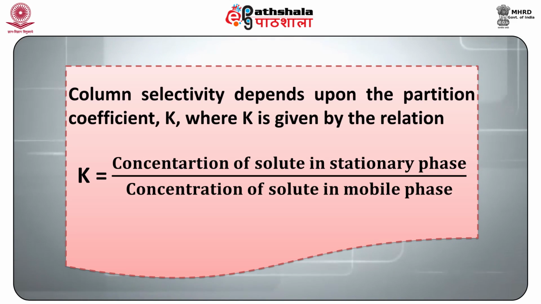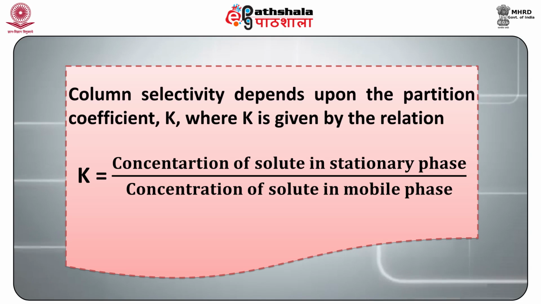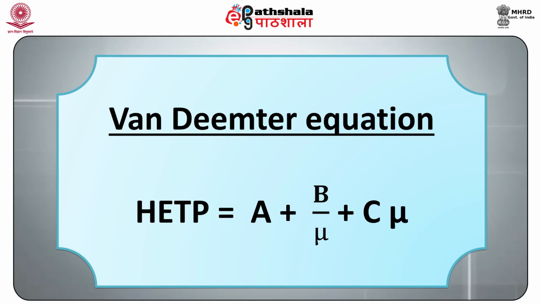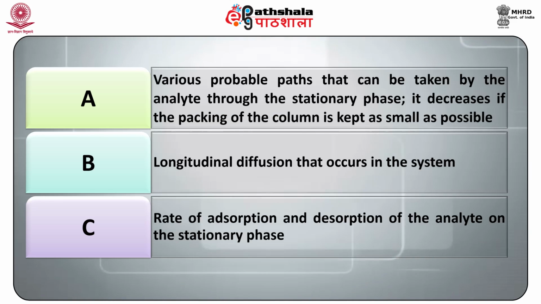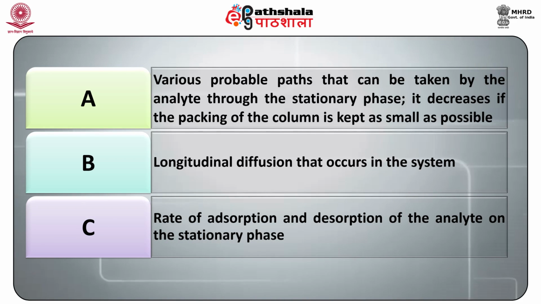The column selectivity depends upon the partition coefficient K, where K is a ratio of the concentration of the solute in the stationary phase to the concentration of the solute in the mobile phase. The Van Deemter equation: HETP equals A plus B upon mu plus C mu. A is a constant which signifies the various probable paths that can be taken by the analyte through the stationary phase. It decreases if the packing of the column is kept as small as possible.